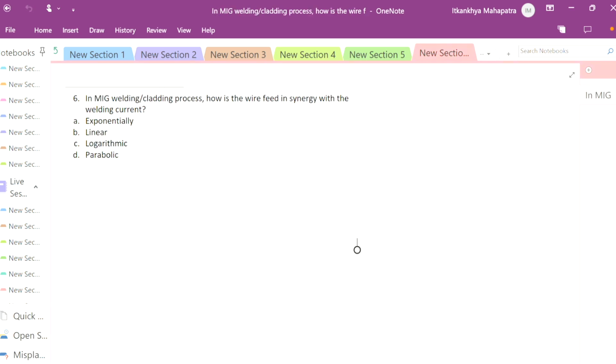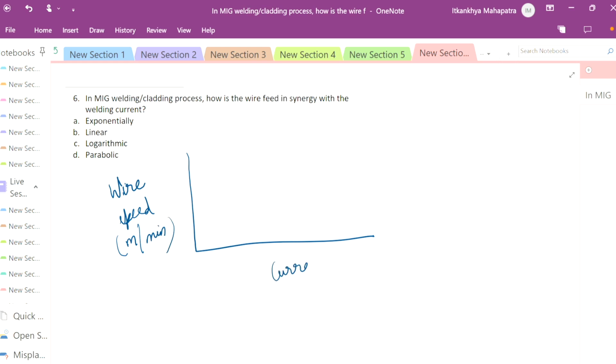Okay. So in MIG welding or cladding process, because the previous question was related to another question, we'll come back to it. In MIG welding or cladding process, how is the wire feed in synergy with the welding current? Now, the wire speed is in meters per minute. This is the current, and the relation is linear. The wire feed is linear with respect to your welding current. The option is linear.